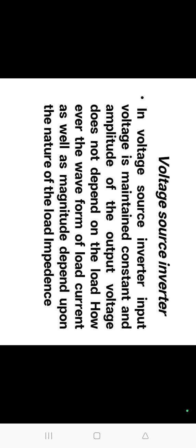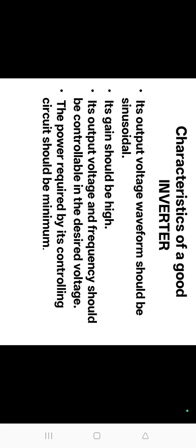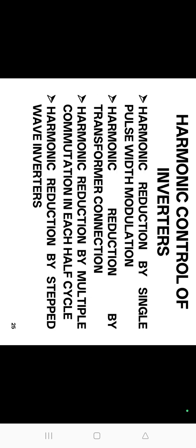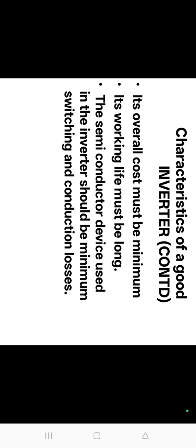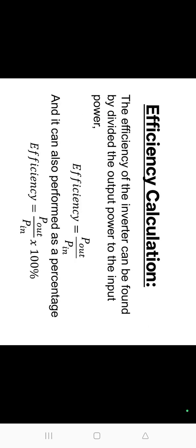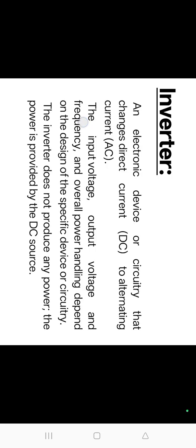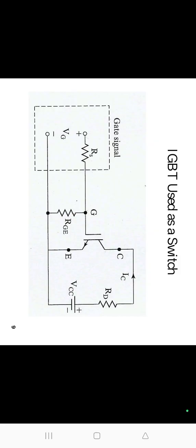Voltage source inverter: here the voltage will be controlled. Current source inverter: here the current will be controlled. Two types of voltage control. Next one is harmonic control of inverters. This is the inverter circuit. It is the switch of the inverter.